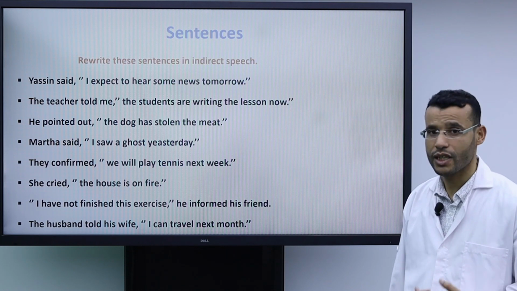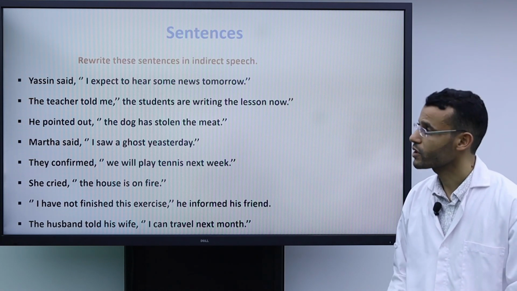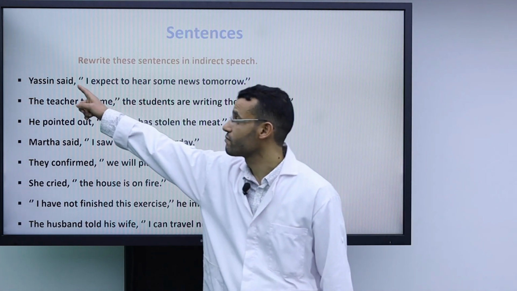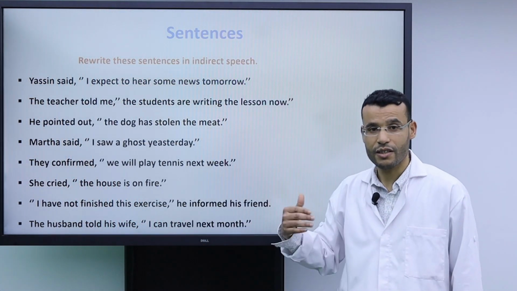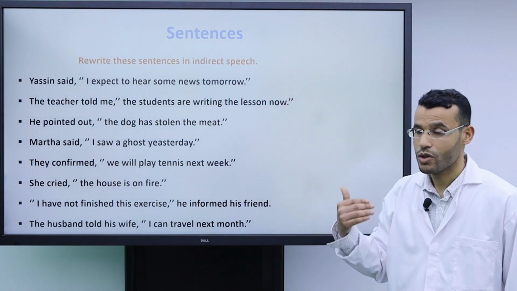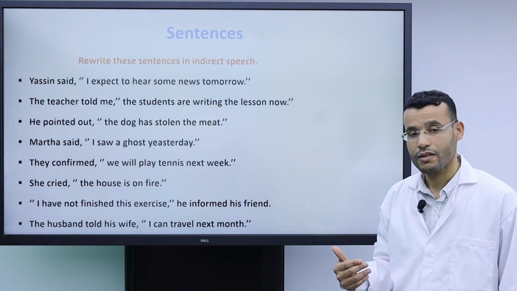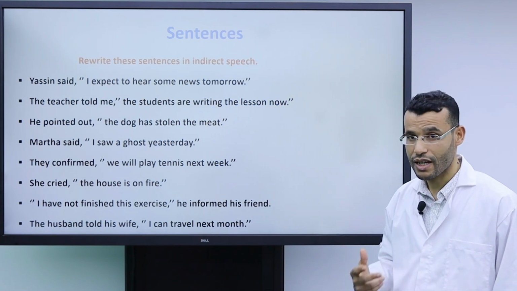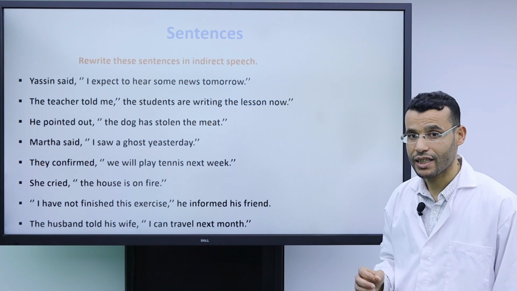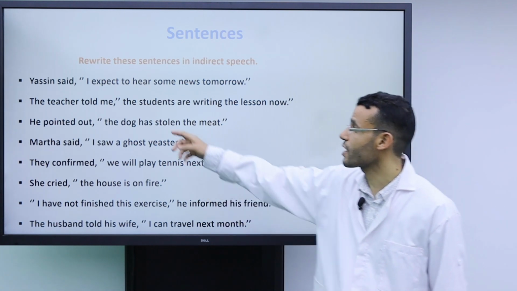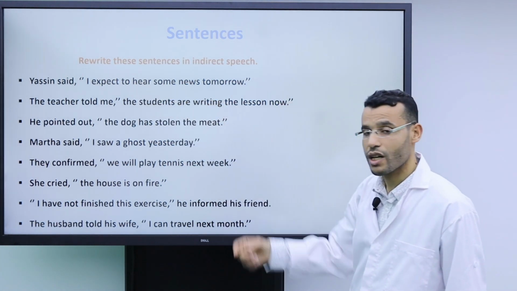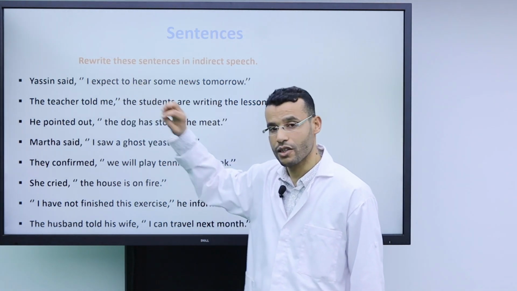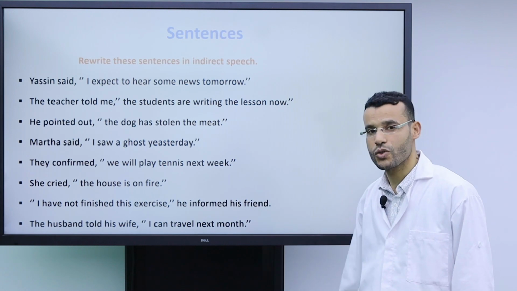In this sentence, what is the introductory verb? The introductory verb is said. So said is the simple past of say. So this tense obliges us to change the tense of the verb in the direct speech. This is the direct speech, okay? And we are asked to change the tense. That is to say, here we have expect. It should be changed. So how are we going to change it?